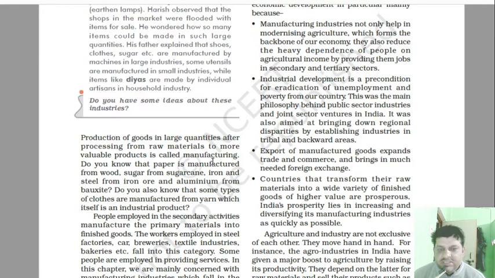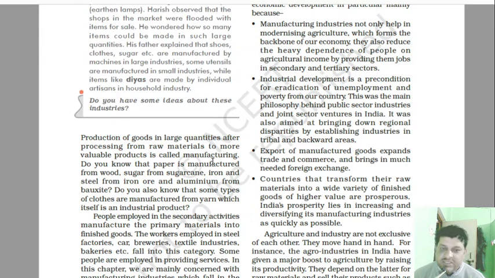Here we are discussing the importance of manufacturing industry in connection with our own country, India. India is a country which is poverty stricken, and unemployment is prevailing here. So industrial development is considered to be the precondition. If we are willing to eradicate unemployment and lessen the poverty level in our country, there is a need to make industrial development. This was the main philosophy behind public sector industries and joint sector ventures in India.